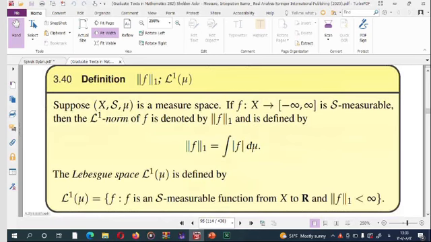The Lebesgue space L1(mu) is defined as the set of all S-measurable functions from x to R such that this norm is finite. So L1 is the set of all mu-integrable functions. Integrable functions, okay?